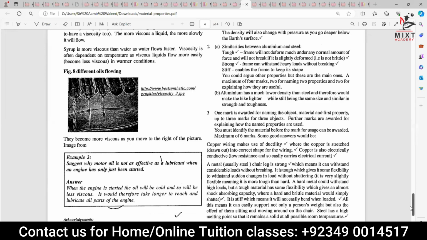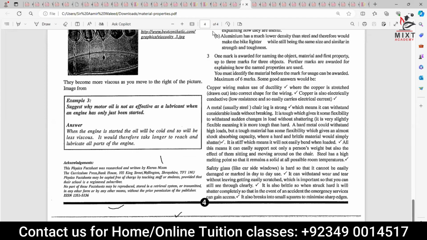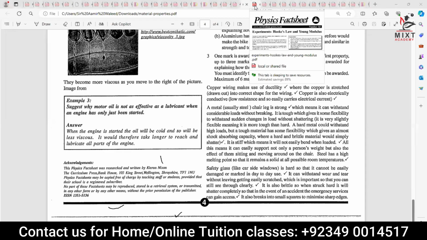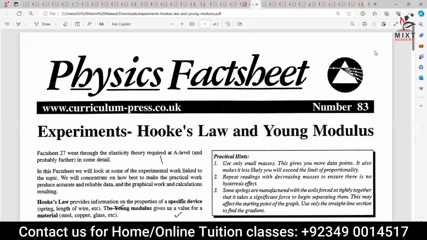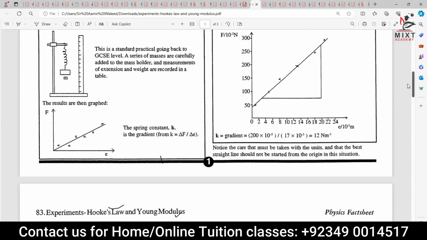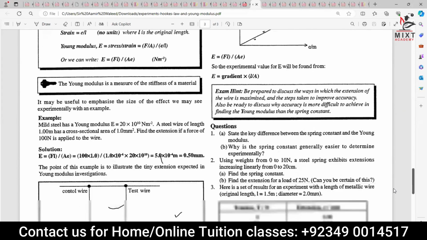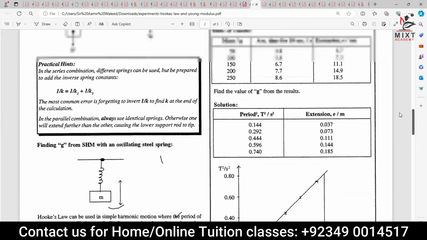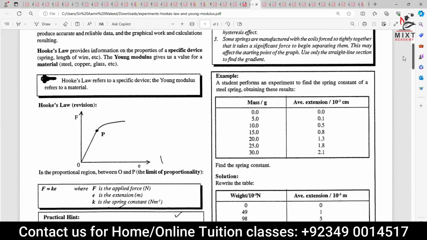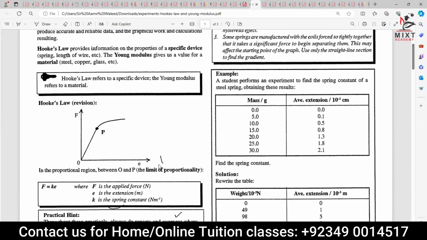So let's quickly see what exactly this elastic and this plastic thing is. For that, we have to go through certain rules here. There is a graph which I have to tell you, and that graph means very much to me and very much to you as well. Yeah, this is the graph.